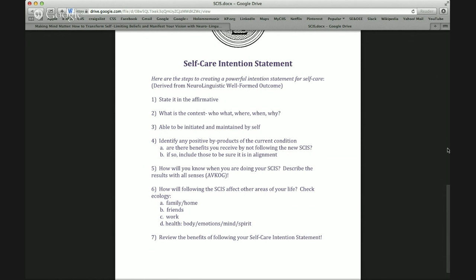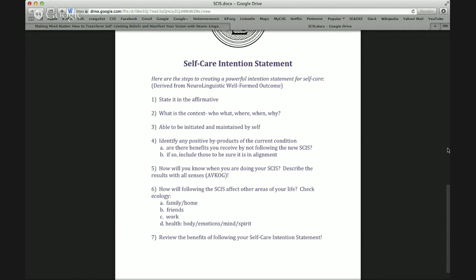Or what will it feel like to have had a really good night's sleep, etc. So AVKOG, that's just talking about all the senses: audio, visual, kinesthetic, olfactory, and gustatory. Olfactory being smell and gustatory being taste. And those are some of the lesser known or used senses for visualization, but I think they're very powerful. In fact, they're associated with some of the deepest structures of the brain as far as memory creation. So they're very powerful.